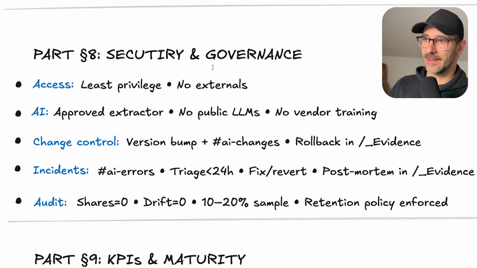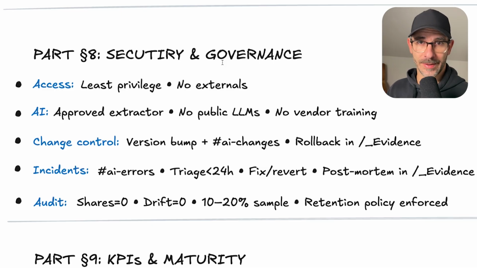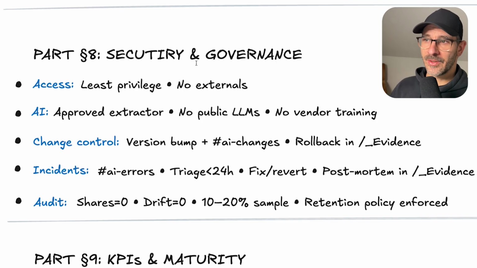About the incidents, errors should go into a channel, AI errors. Triage within 24 hours. Pause the flow, deploy the hotfix, or revert, and then add a short post-mortem. You'd be surprised how many useful learnings come from incidents. Embrace them. Resume only after 10 to 20% spot checks have passed.